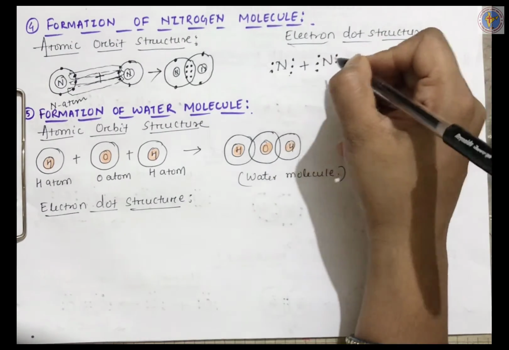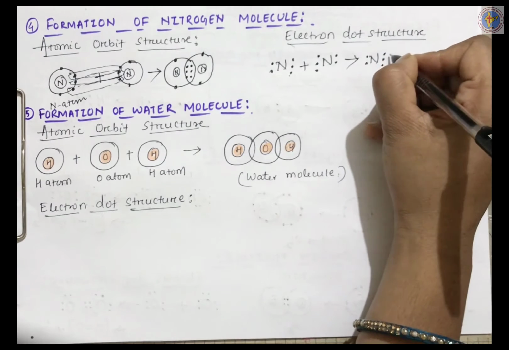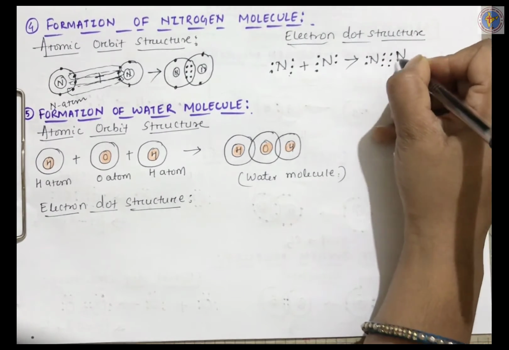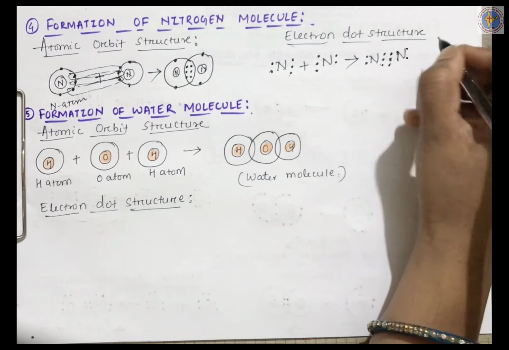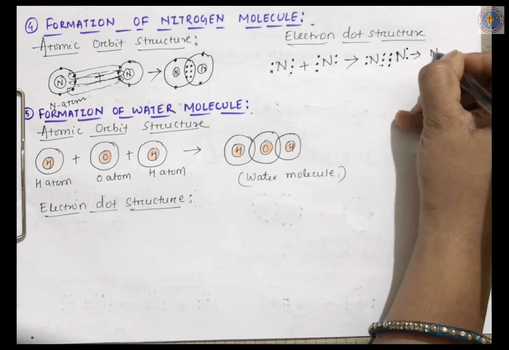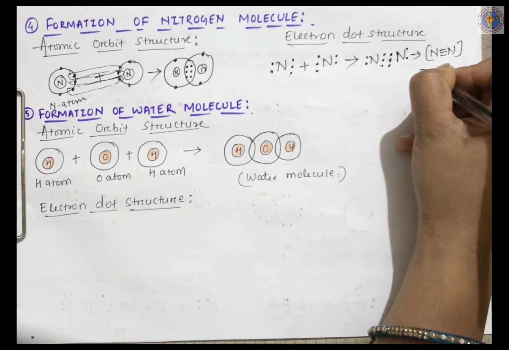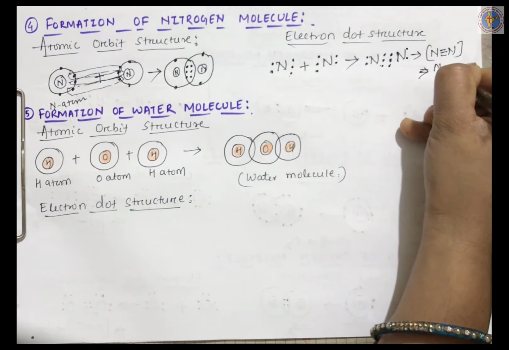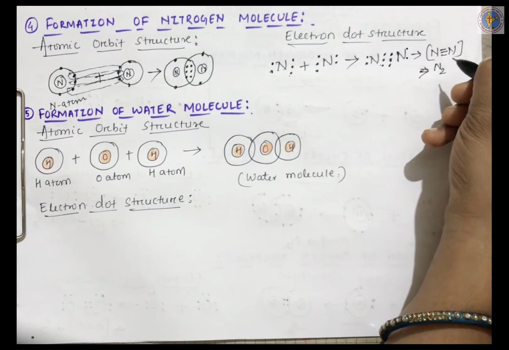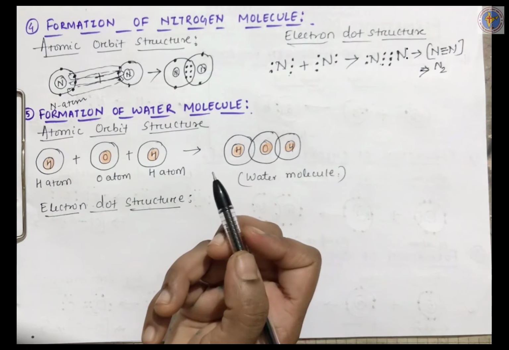These 3 pairs of electrons of the nitrogen atoms, you can write like this. So what will happen, children? After that we will get N triple bond N. That means we will get N2. This is the nitrogen molecule. Now let us learn the formation of water molecule.